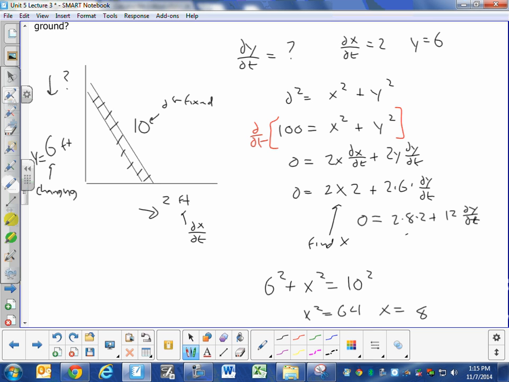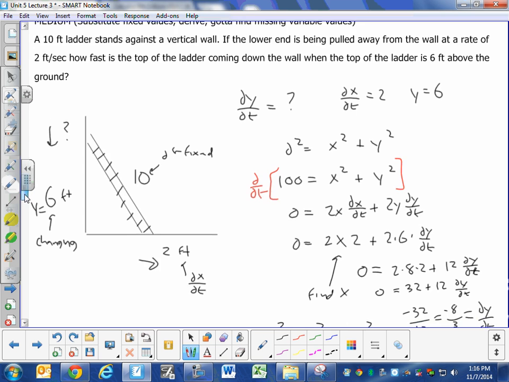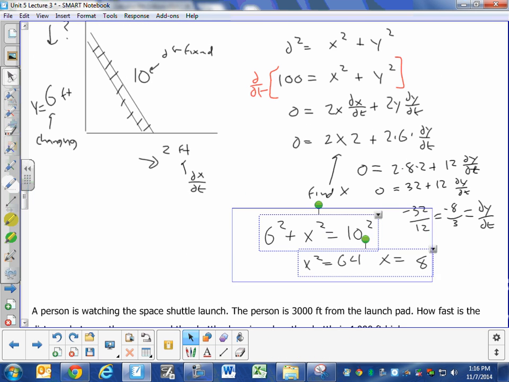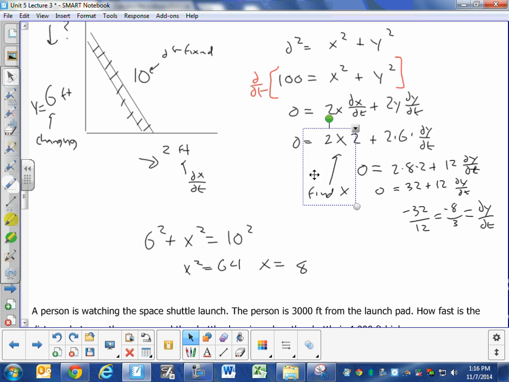-32. -32 over 12, which is -8 over 3 inches or feet or whatever it is. Feet per second. Sorry about the mess. Let's move this over. Questions?